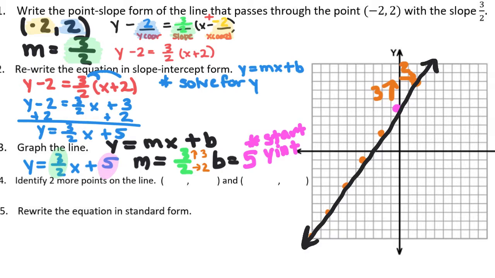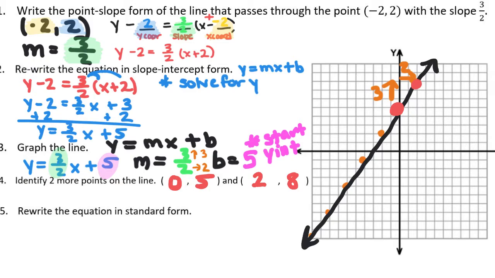Now, if I want to pick out 2 points on the line, I'm just going to pick out any 2 points that I need. So 1 point could be this point right here, which is at 0, 5, and another point can be this point right here, which is at 2, 8. The last thing we need to do is change the equation into standard form.